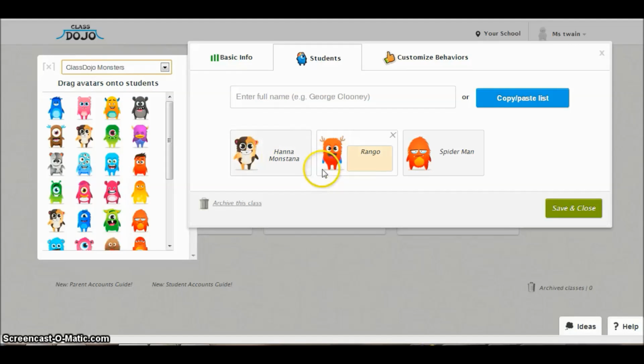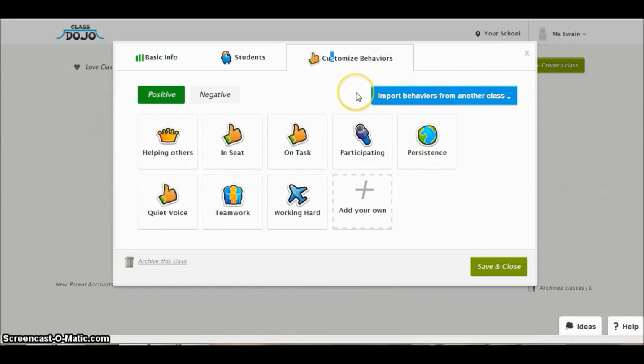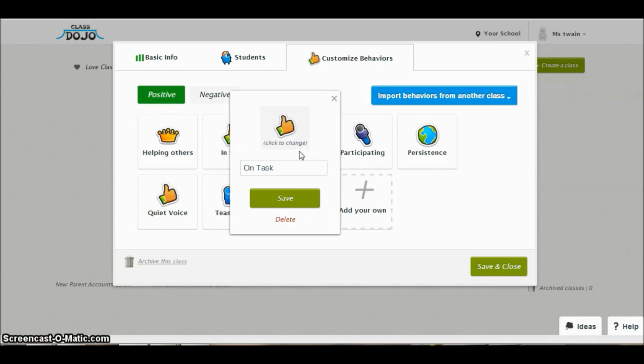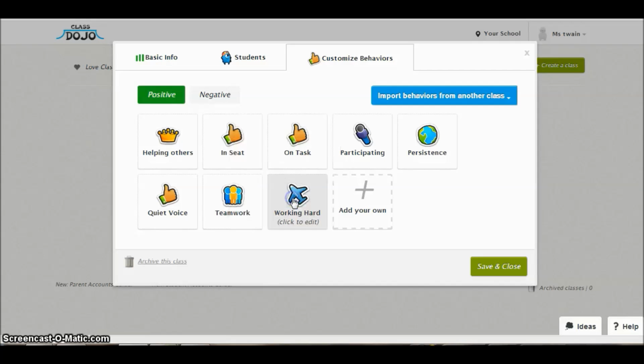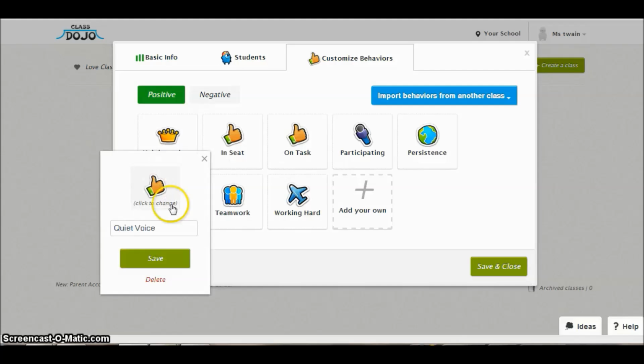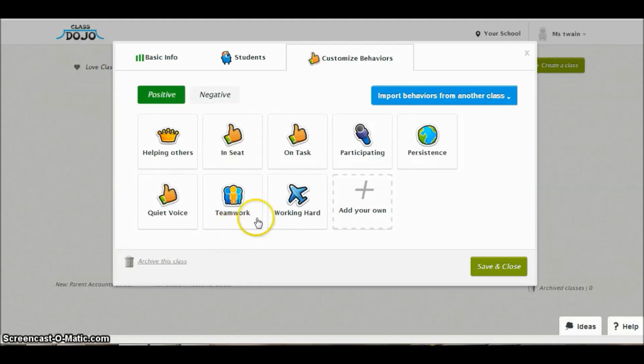So let's say that Rango doesn't like this particular avatar and he says he wants to be this little guy. So all we would have to do is drag this character over here and replace him. So now Rango's happy. And we would also at that time talk about what behaviors we're going to be looking at. So I definitely want to make sure that you're working, you're on task. Did you use a quiet voice? And also I like that it lets you add your own behavior that we're going to track.